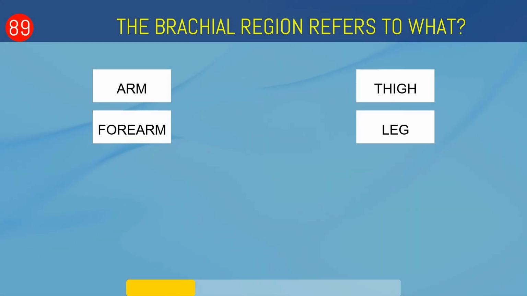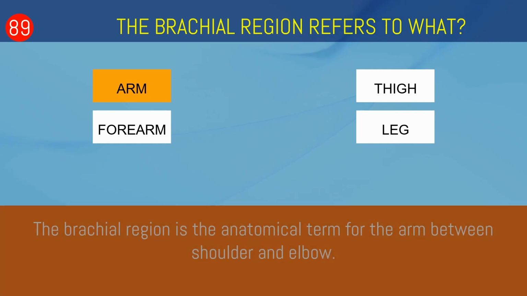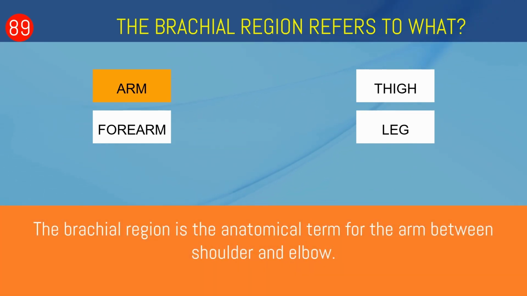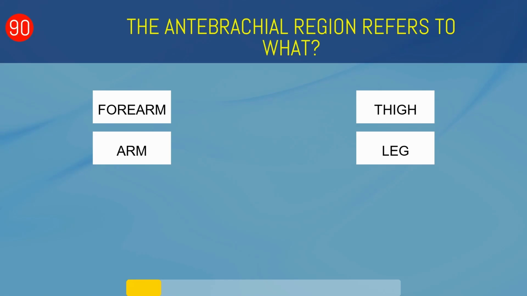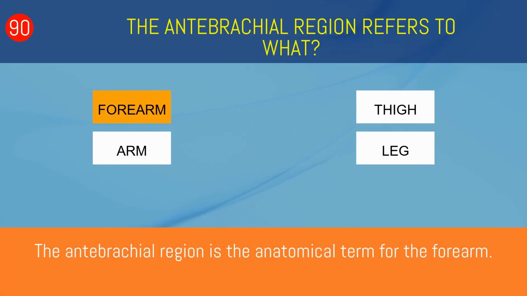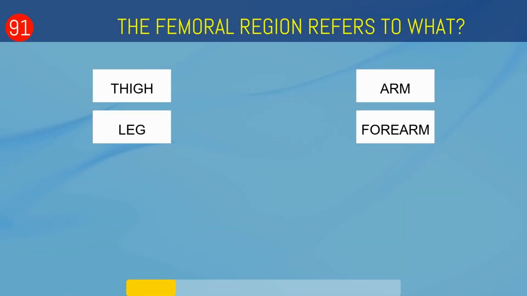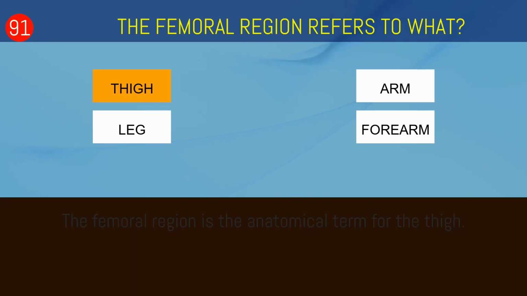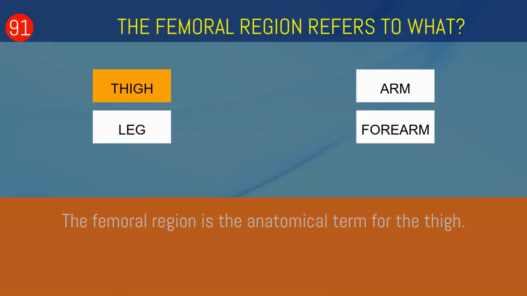The brachial region refers to what? Arm, forearm, thigh, or leg? Arm. The brachial region is the anatomical term for the arm between shoulder and elbow. The antebrachial region refers to what? Forearm, arm, thigh, or leg? Forearm. The antebrachial region is the anatomical term for the forearm. The femoral region refers to what? Thigh, leg, arm, or forearm? Thigh. The femoral region is the anatomical term for the thigh.